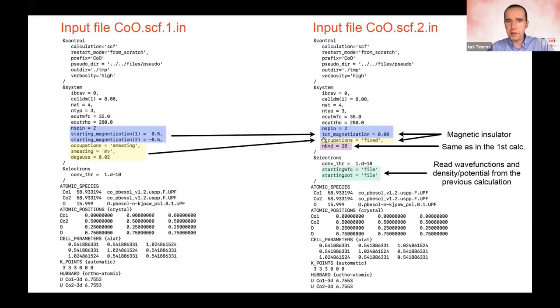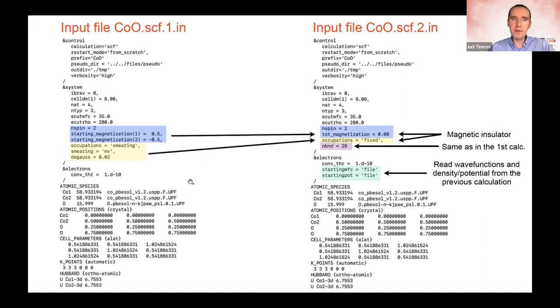which allows us to go from magnetic metal to magnetic insulator. So there are a couple of differences. On the left, we see we use smearing. On the right, we replaced it with occupations fixed, so it means it's an insulator. Second, on the left, we have nspin 2, which is a spin polarized calculation, and we set starting magnetization. On the right, we still perform a spin polarized calculation, but we don't use starting magnetization. Instead, we use total magnetization, which we know from the previous run.